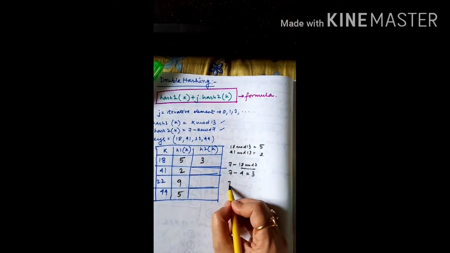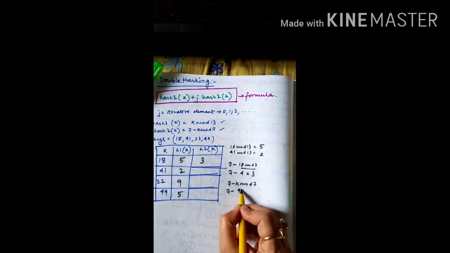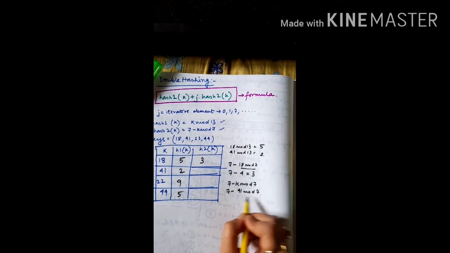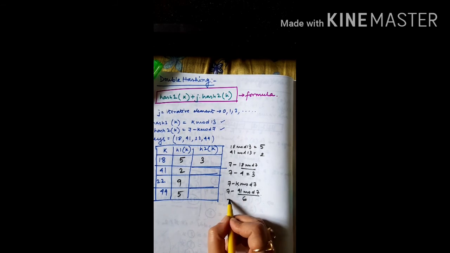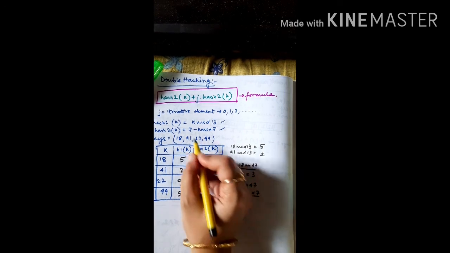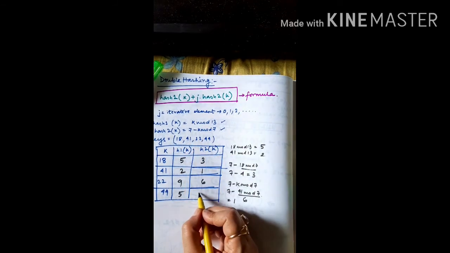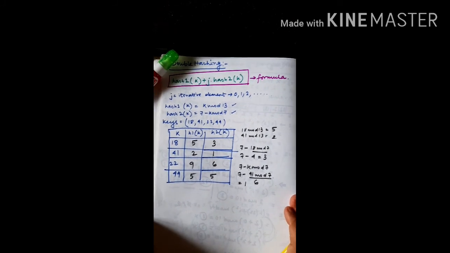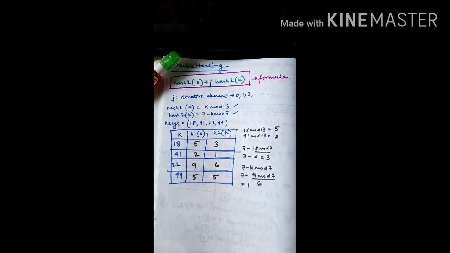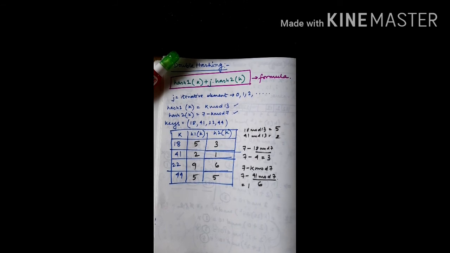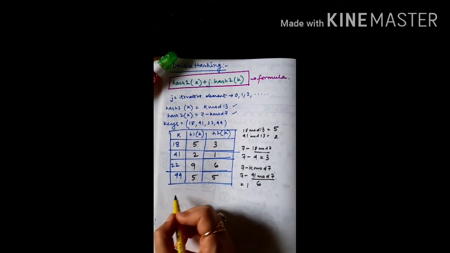For the second key, 7 minus k mod 7, our key is 41. So 41 mod 7 gives us 6, and 7 minus 6 gives us 1. Similarly, if we apply hash function 2 on the third key, it will give us 6, and on the fourth key, it will give us 5. So now we have the respective keys, the respective hash function 1 values and the respective hash function 2 values. Now we will start probing our keys using this formula into our hash table or array.